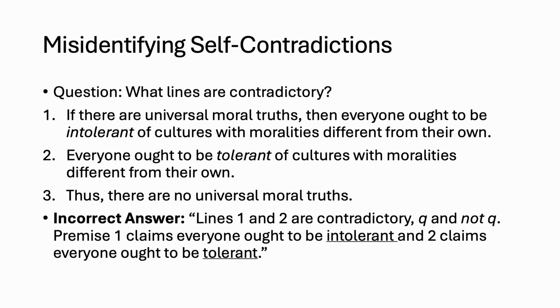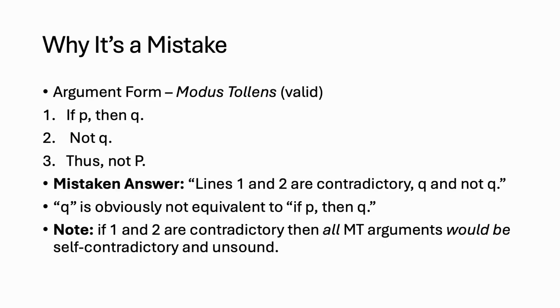You might recognize that as a modus tollens form argument. But the incorrect answer that people often give here is that lines 1 and 2 are contradictory. It's got a Q in line 1 in the consequent and a not Q in line 2, the second premise. And so they're seeing, aha, there's a contradiction between Q and not Q in those lines. So the answer is lines 1 and 2. That's where the contradiction lies. But that is actually a mistake. Let's take a look at why.